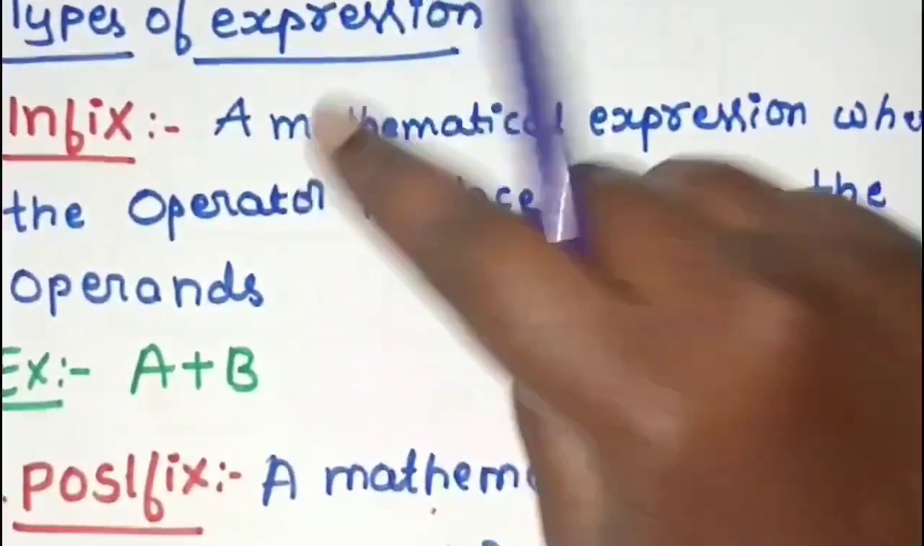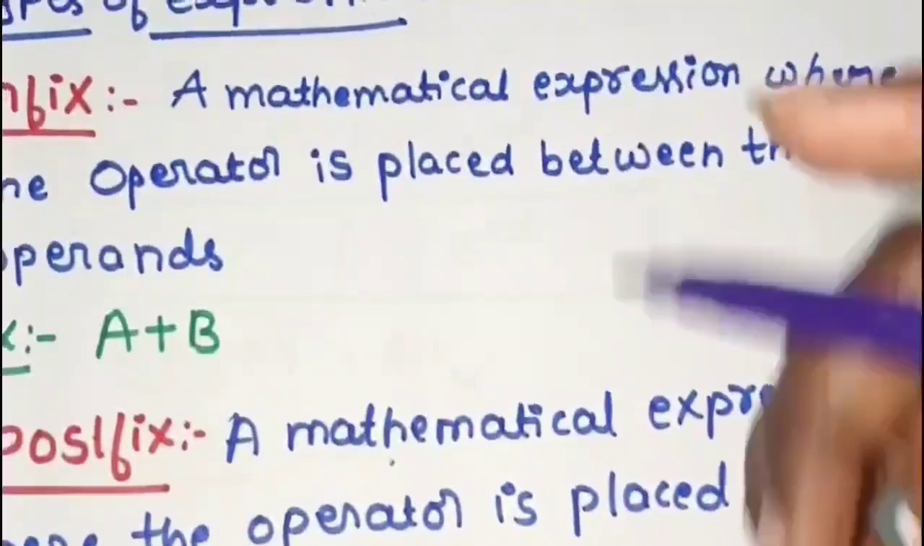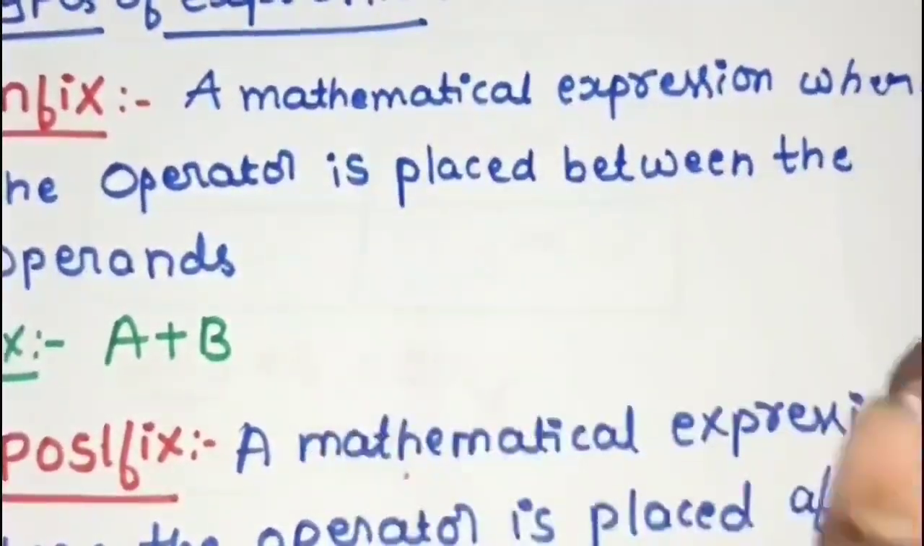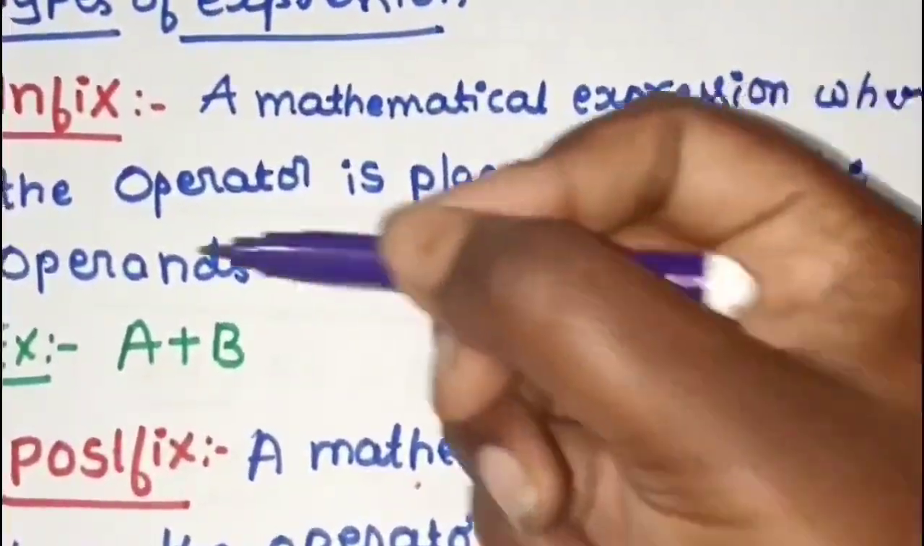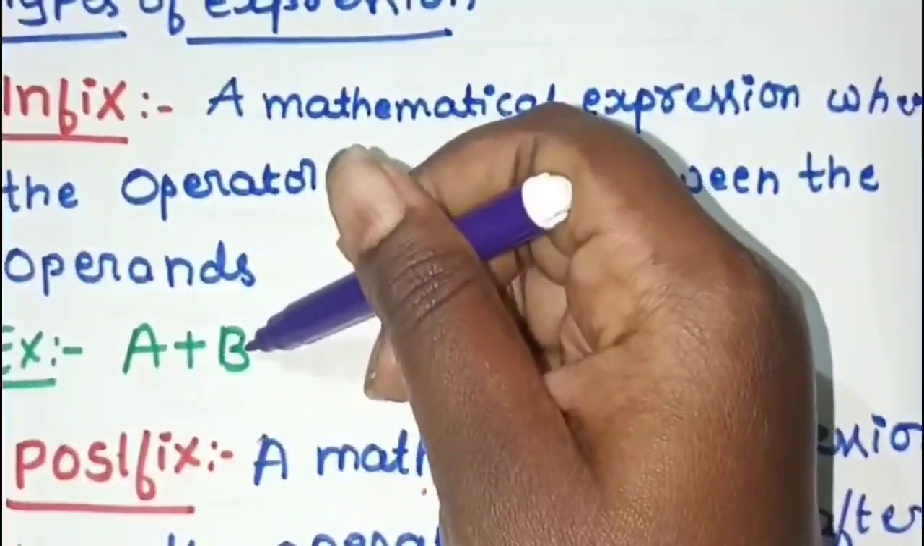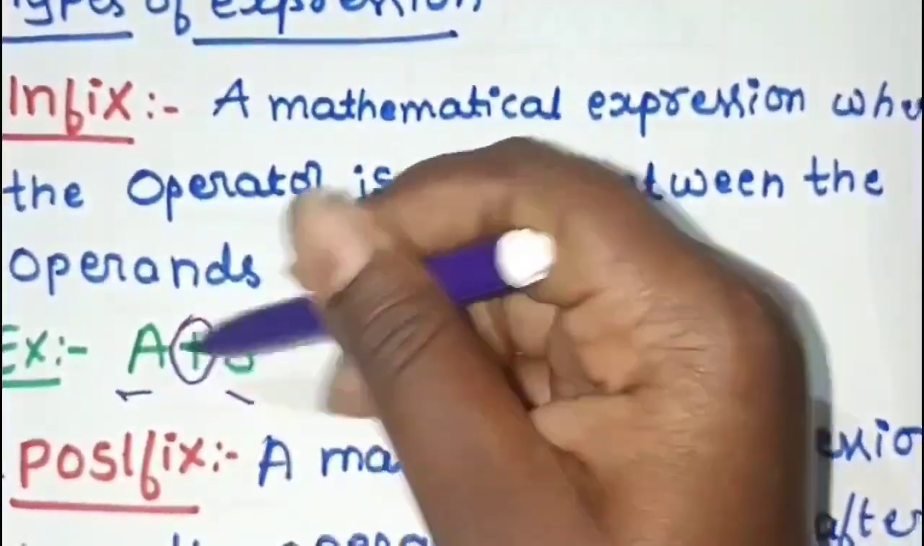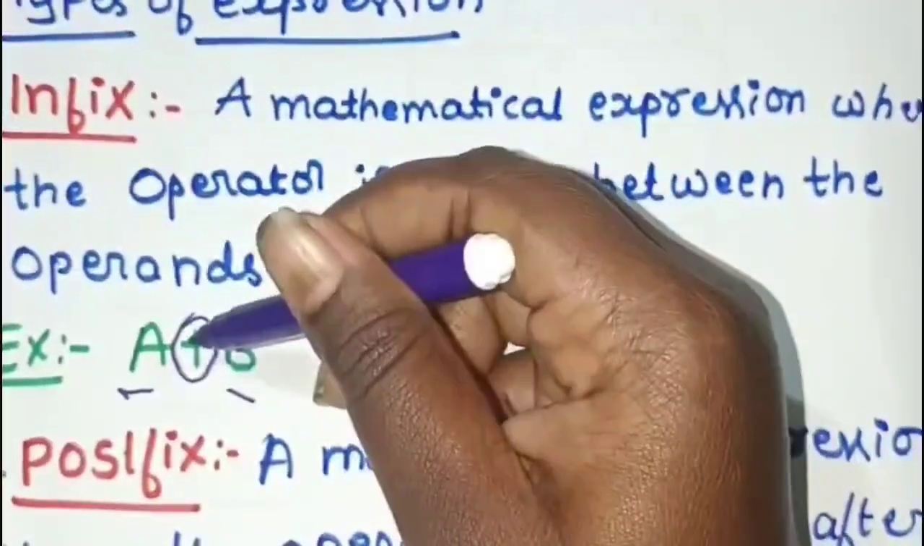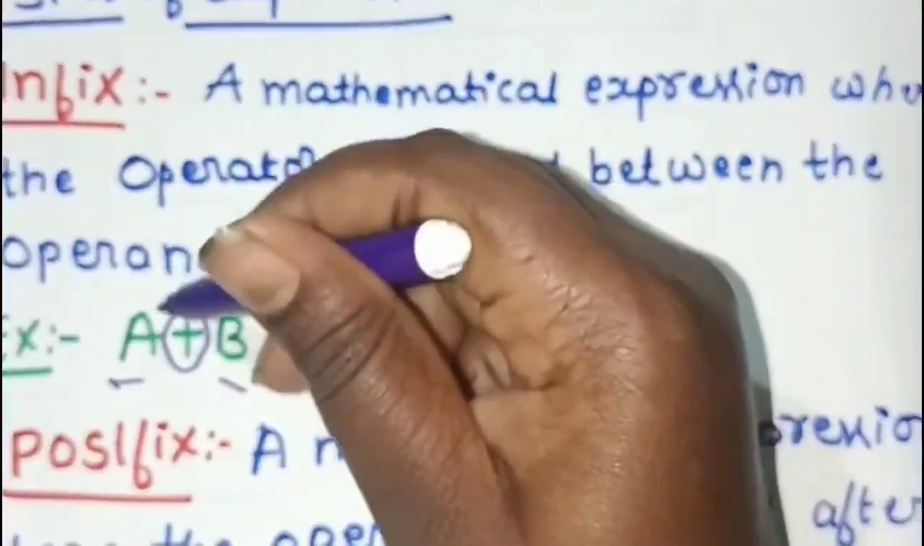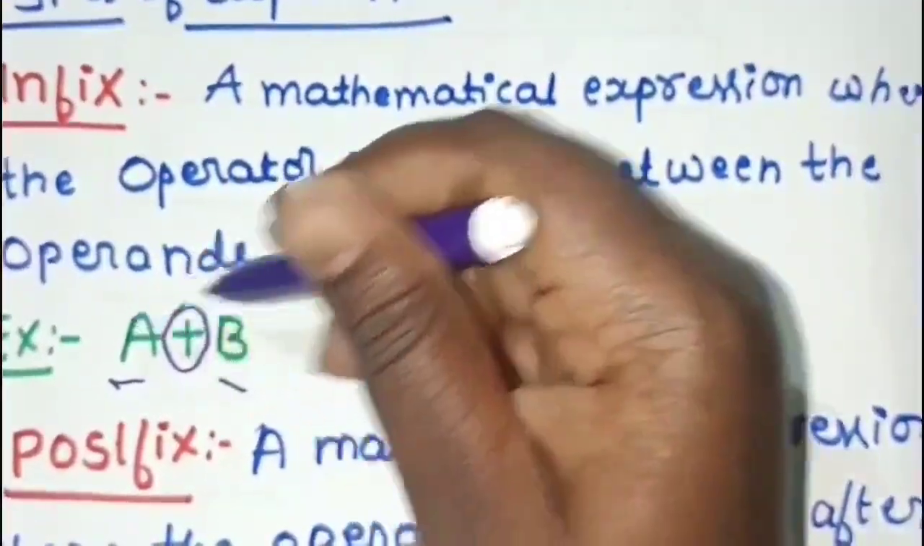What is infix? A mathematical expression where the operator is placed between the operands. Before moving on to the symbols, look at this example: A plus B. Here the operator is placed in between the two operands. So this expression is called infix, where the operator is placed between the two operands or more.